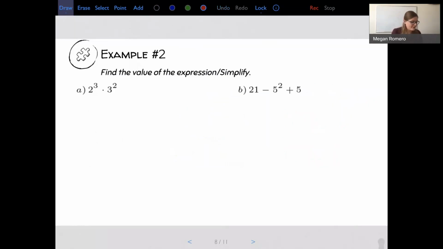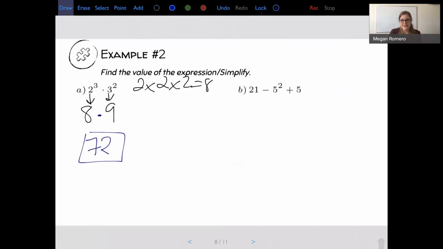Example 2: find the value of the expression, or simplify. We will use the order of operations to do so. First, we take care of our parentheses or our groups. There are none in part A, and then we go to our exponents. So in this case, our exponent, 2 to the 3rd power, is 2 times 2 times 2, which is 8. We still have multiplication, and then we do our second one as well. 3 squared, we did that on the previous slide, is 9. So now we move down to multiplication and division. There's only multiplication left. This answer is 72.